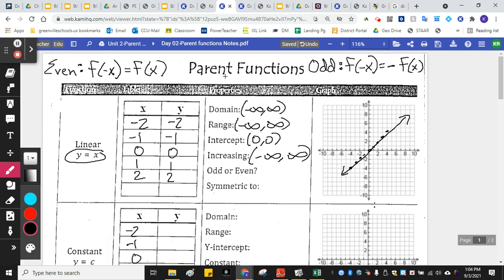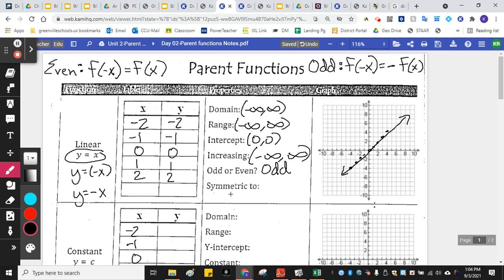So even and odd, it took about four of these parent functions for my last class to catch on. So if I plug negative x into my original equation, so now y equals negative x, do I get the exact same original equation back or the negative of it? The negative of it, so it's odd. If you don't get that, that's okay. We've got a lot more to explain. The first two aren't really great examples of even and odd.